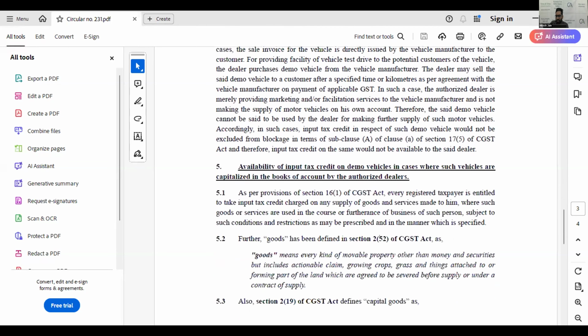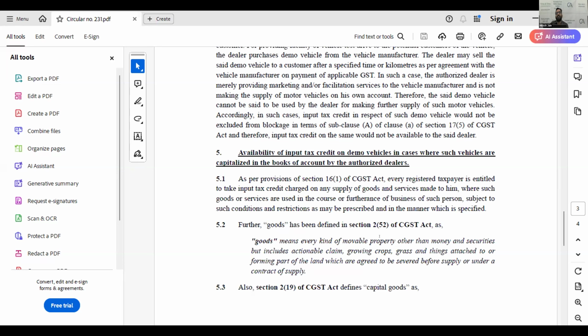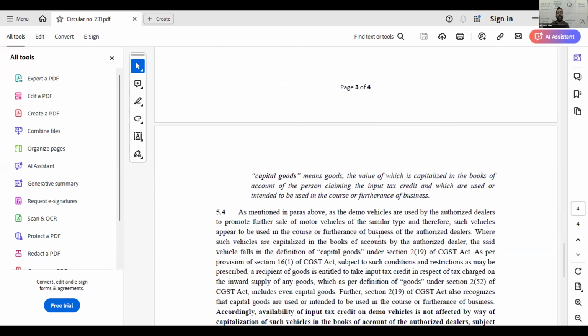The second question, which was raised in front of the GST Council for clarification, was whether ITC on such demo vehicles will be available if these vehicles are capitalized in the books of accounts of the authorized dealer. Now, to answer this query, the GST Council took a very broad approach whereby they have said that section 16(1) is an enabling provision, which gives the right to every registered person to claim input tax credit. Secondly, they define goods, which has been defined in the GST Act as per section 2(52). Further, they also define capital goods, which has been defined in section 2(19) of the CGST Act.